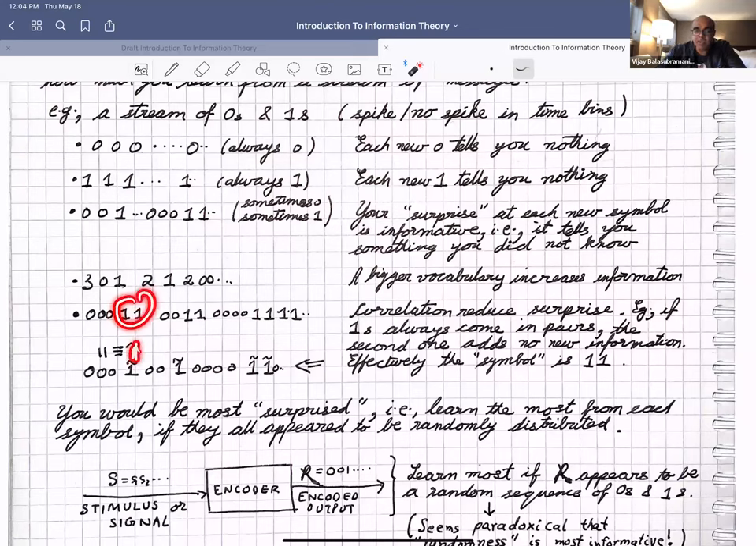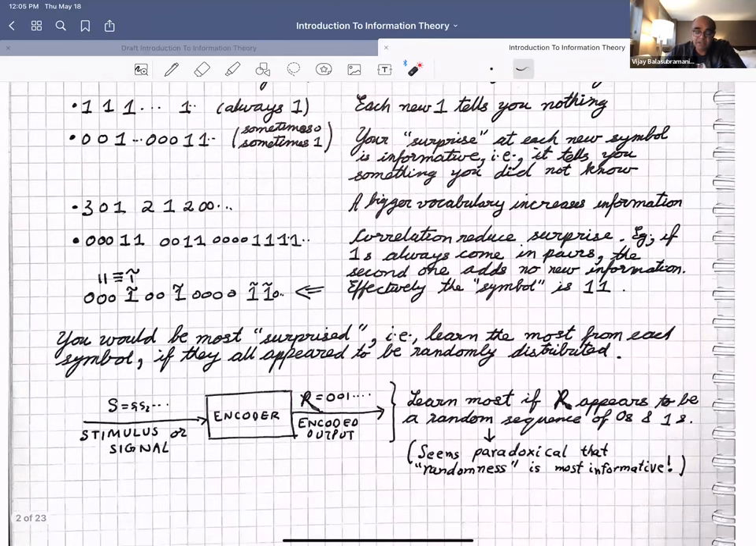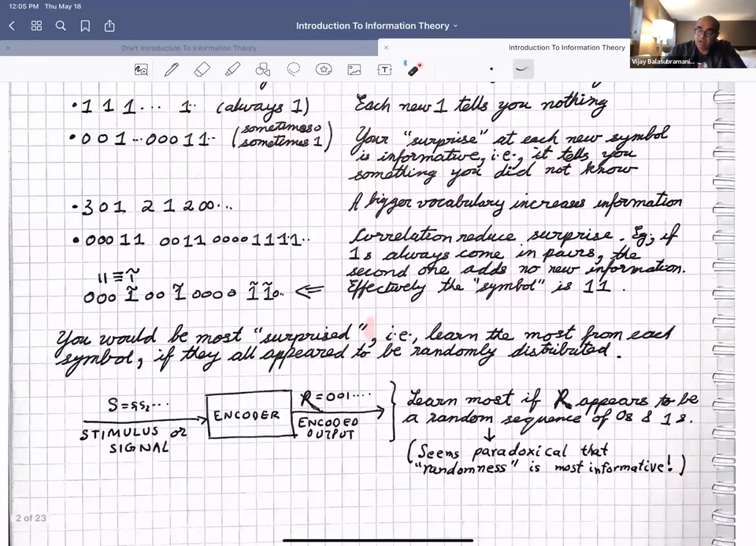And in this way, the correlation between the one and the one is reducing surprise and reduces the information you have. So from this point of view, you would be the most surprised. That is, you would learn the most from each symbol if they all appear to be completely randomly distributed. Now that seems very confusing because it would appear that random things are the most informative, but from this perspective, that's true. If what you're quantifying is surprise, then it is true that you get more information when the signal looks less correlated or more random.